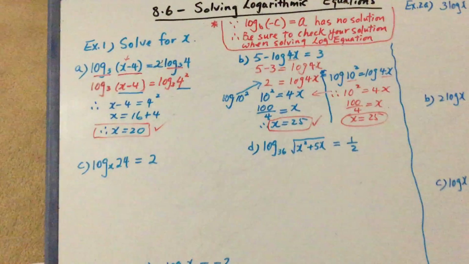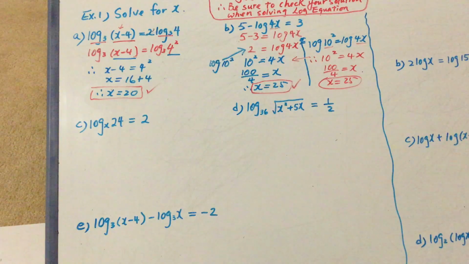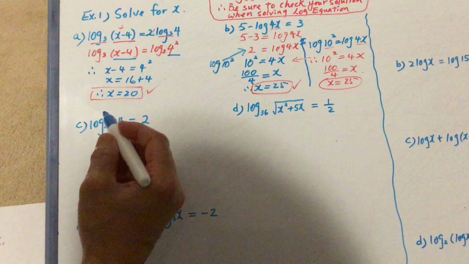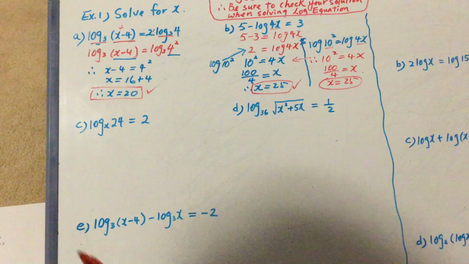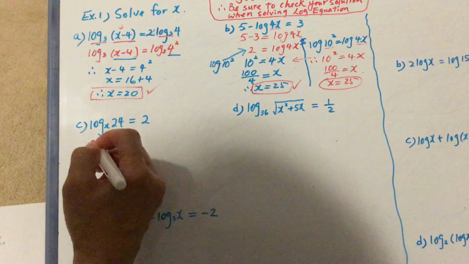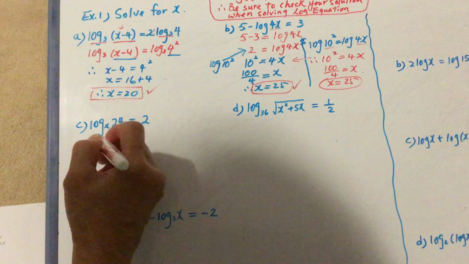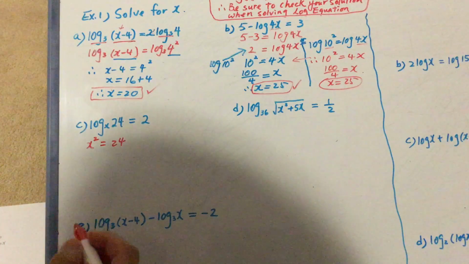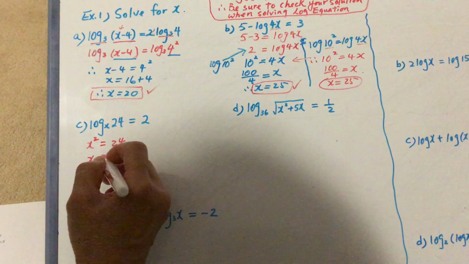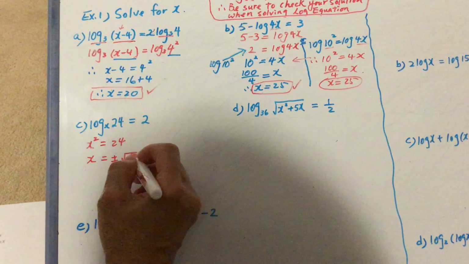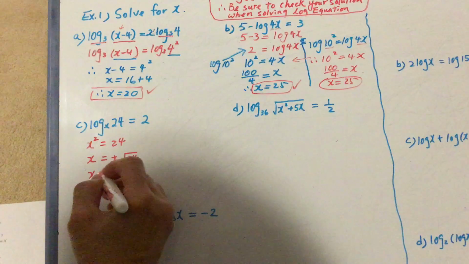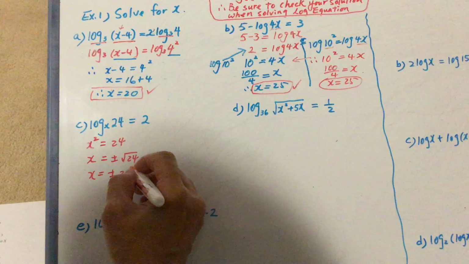Now for part C, let me just move this down a little bit. When you're solving log base x of 24 equal to 2, again, the first method, you can certainly use the exponential method. So you have a base of x to the power of 2 equal to 24. To solve for x, you have to square root both sides. So you get a plus and a minus root 24, and fully simplified, x must be equal to 2 root 6.